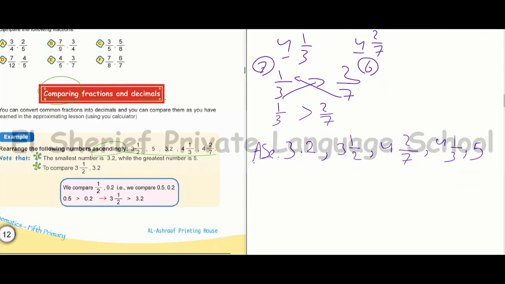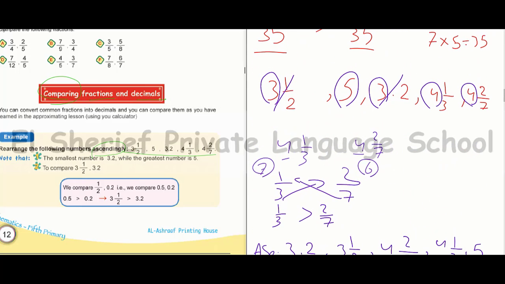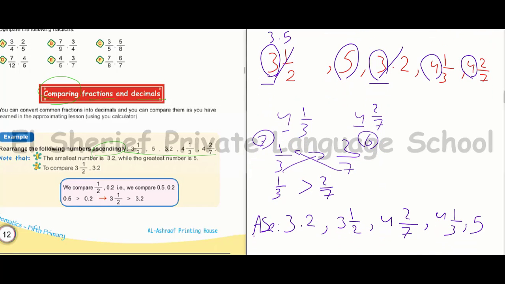Now we arrange it ascending. Again we compare the whole numbers. First we have 3 and 5 and 3 and 4 and 4. The 3s are the smallest. Then we compare 3 and a half and 3.2. 3 and a half equals 3.5. So we know that 3.2 is less than 3.5, so this is first in ascending order, and complete in the same way.